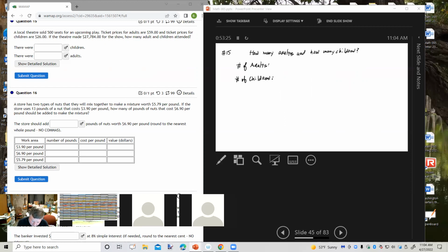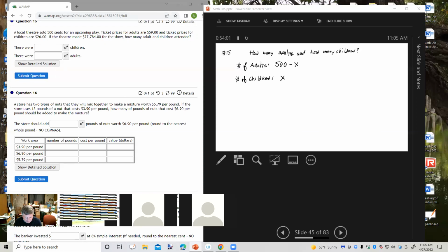How about if we call the number of children X? How many adults would there be? $500 minus X. The total number of seats was 500. So if the children were X, we would take that away from the total to get the number of adults. How are we doing? Are you seeing this? Yes.